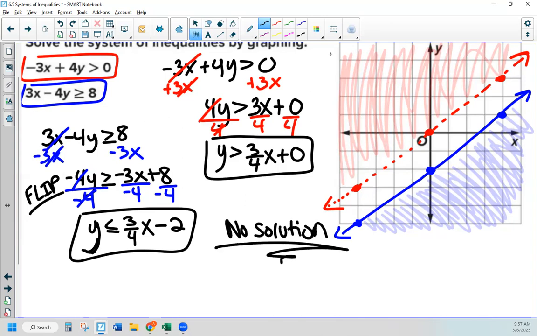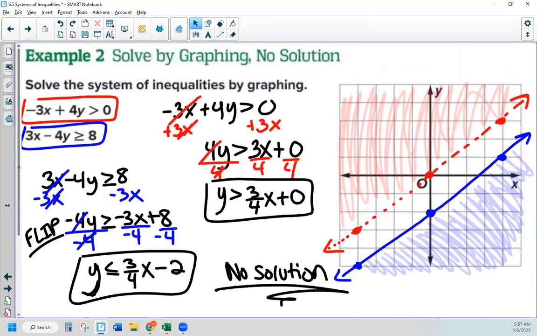There is no point that is located on both of these. You can either find a point located on the blue one or on the red one, but there's no point that will make both inequalities true. Okay, I just want to remind you.